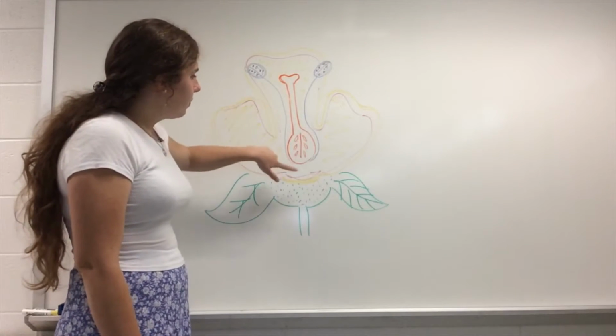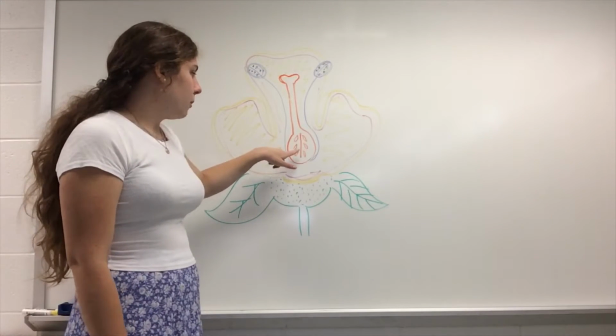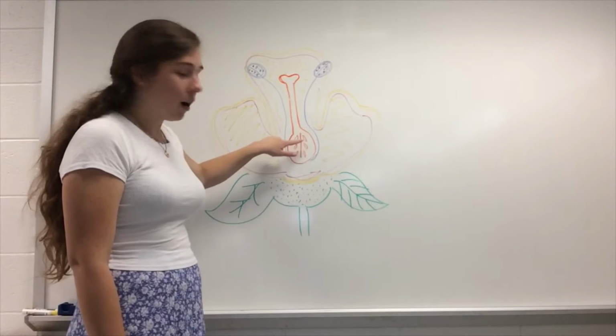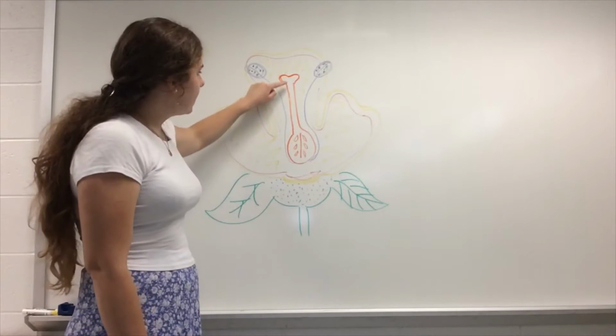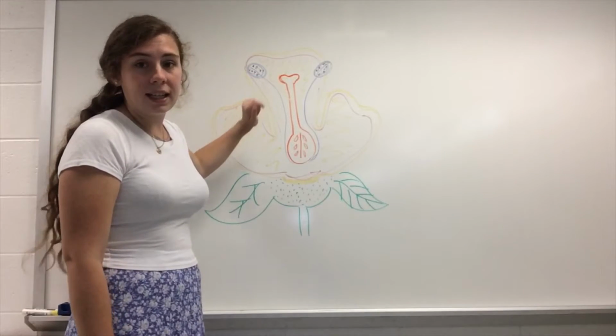Then we have our female parts, the pistil. On the bottom we have our ovary, and the little ones right here are the ovules. This long piece is the style, and right up here is the stigma.